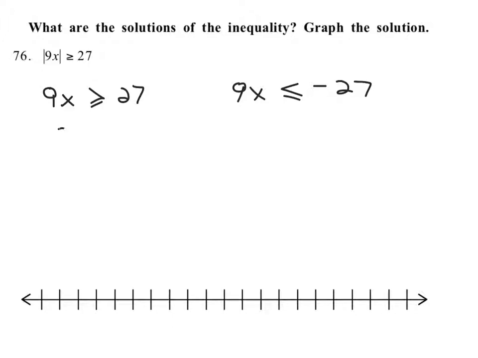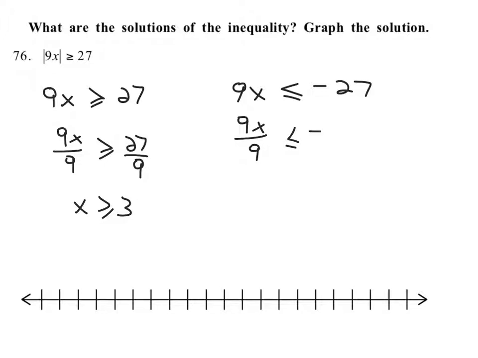And now we're solving these each separately. 9x divided by 9 greater than or equal to 27 divided by 9, or x greater than or equal to 3. And for this one, divide by 9, divide by 9, and we get x is less than or equal to negative 3. Okay, this is a two-part answer. It would be written as this or this, because let's do the first part.